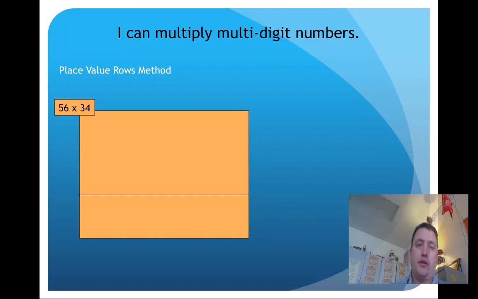All right. So now we're going to look at the place value rows method. Okay. This differs a little bit because we're going to chunk the numbers a little bit bigger together.